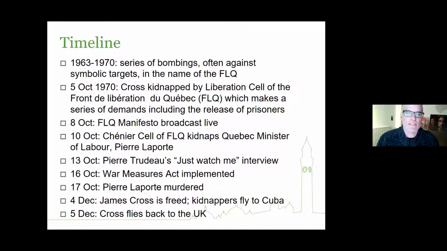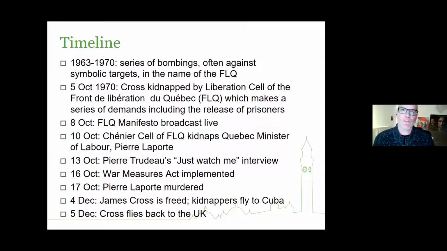That leads up to 1970, the 5th of October, 1970, when James Cross is kidnapped, as I mentioned earlier, by the Libération cell of the FLQ. On the 8th of October, the FLQ manifesto is broadcast live. On the 10th of October, a separate cell, the Chenier cell, which was named after a patriot, a rebel, or a freedom fighter, depending on your perspective, going back to the rebellions in Lower and Upper Canada in the 1830s, kidnaps the Quebec Minister of Labor, Pierre Laporte.